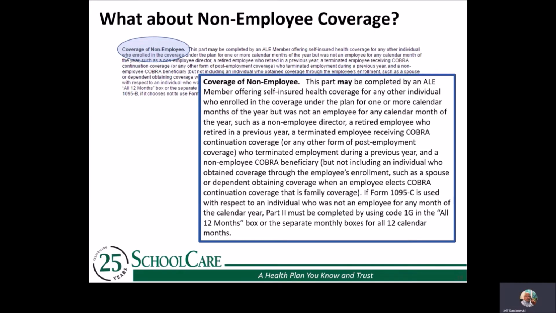So what about this non-employee coverage and the use of code 1G? Code 1G can be used when you have an individual enrolled in coverage under the plan for 1 month or more calendar months of the year, but was not an employee for any calendar month of the year. If 1095C is used with respect to this individual, then you can put code 1G on line 14 and check off all 12 months. Or you may use separate monthly boxes for all 12 calendar months.